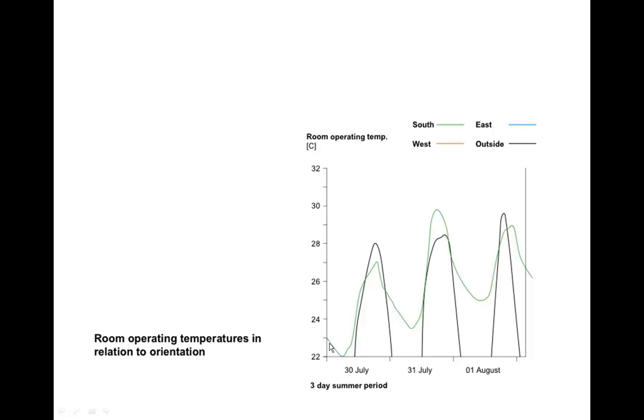So inside, we drop down at night to about 22. It peaks during the day, drops down again, peaks on the 3rd day, drops down again. If we now put our east on and compare it with the south, it's not performing as well. So we're getting hotter temperatures on the east.